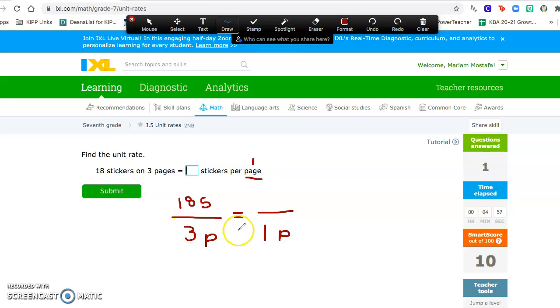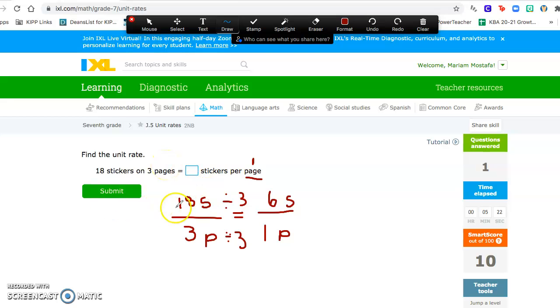So how do I get from 3 to 1? We divide by 3, which means anything I do to the bottom, I do to the top. So 18 divided by 3, that gives me 6. 6 stickers. So here, you would put 6 stickers.